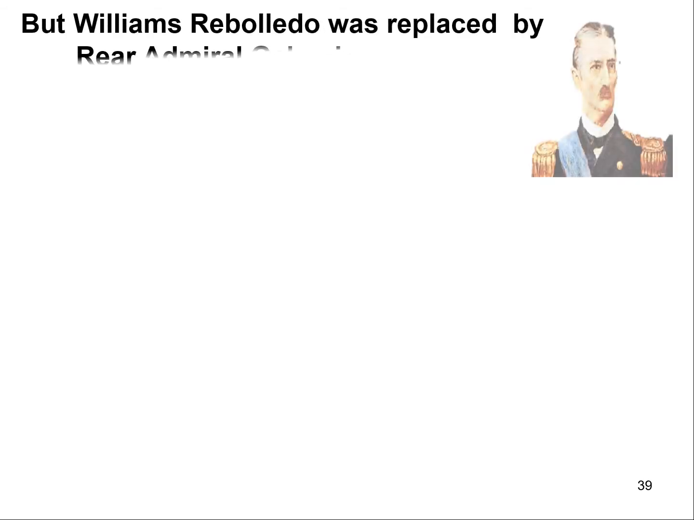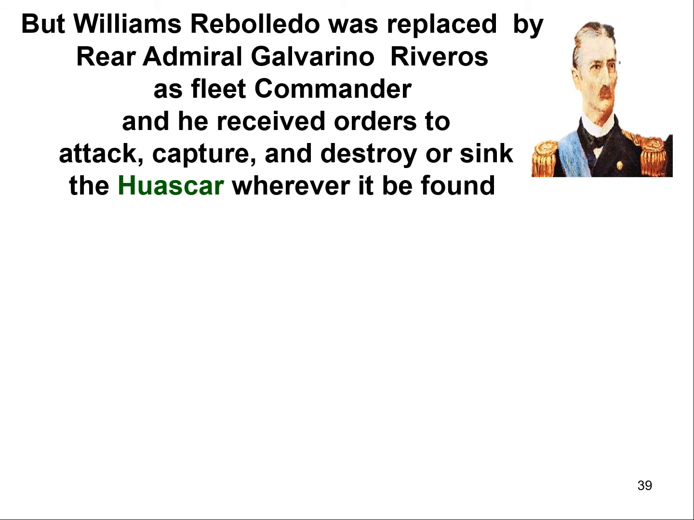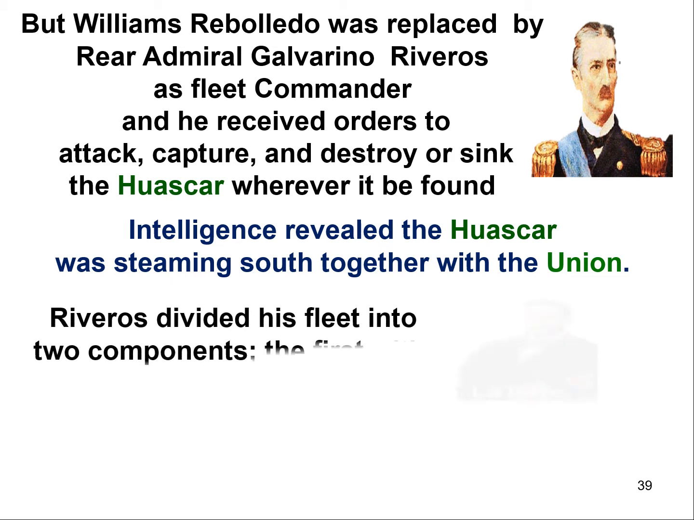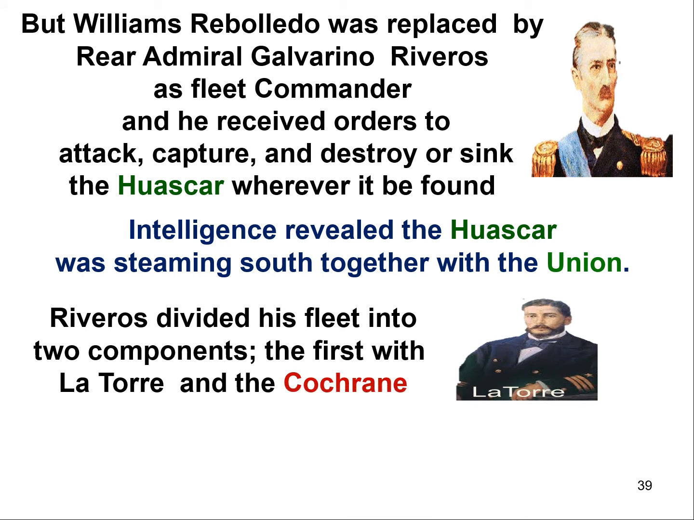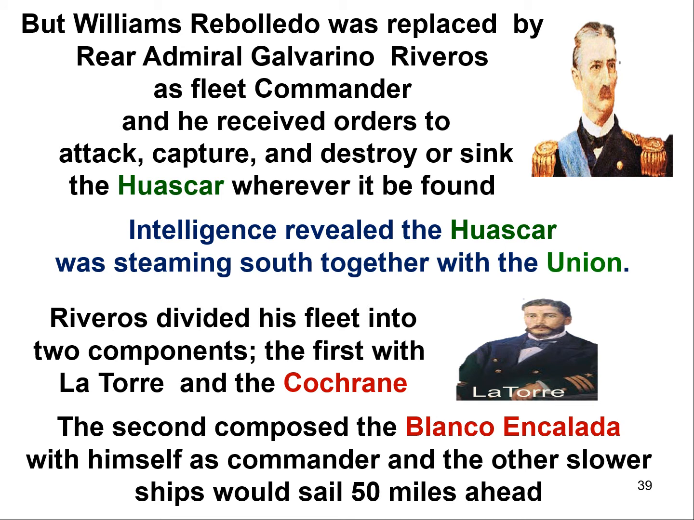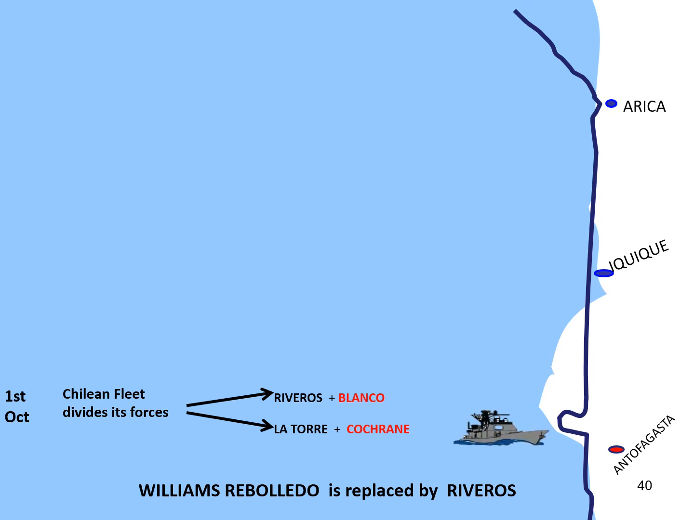But the rebellious Williams Rebolledo was replaced by Rear Admiral Galvarino Riveros as fleet commander, and he received orders to attack, capture, and destroy or sink the Huáscar wherever it be found. Intelligence revealed the Huáscar was steaming south together with the Unión. So Riveros divided his fleet into two components, the first with La Torre and the Cochrane, and the second composed of the Blanco Encalada with himself as commander, and the other slower ships would sail 50 miles ahead. Williams Rebolledo is replaced by Riveros, and on the 1st of October, the Chilean fleet divides its forces into two components.